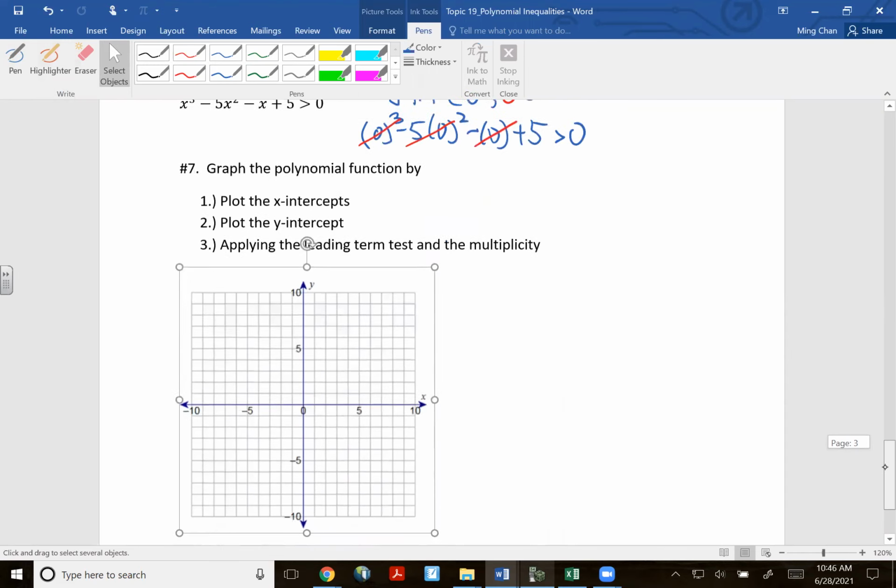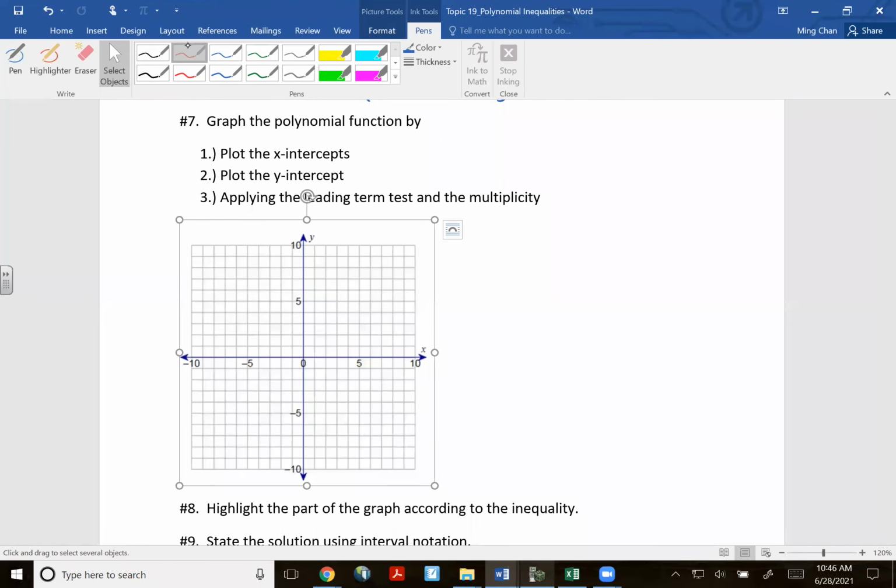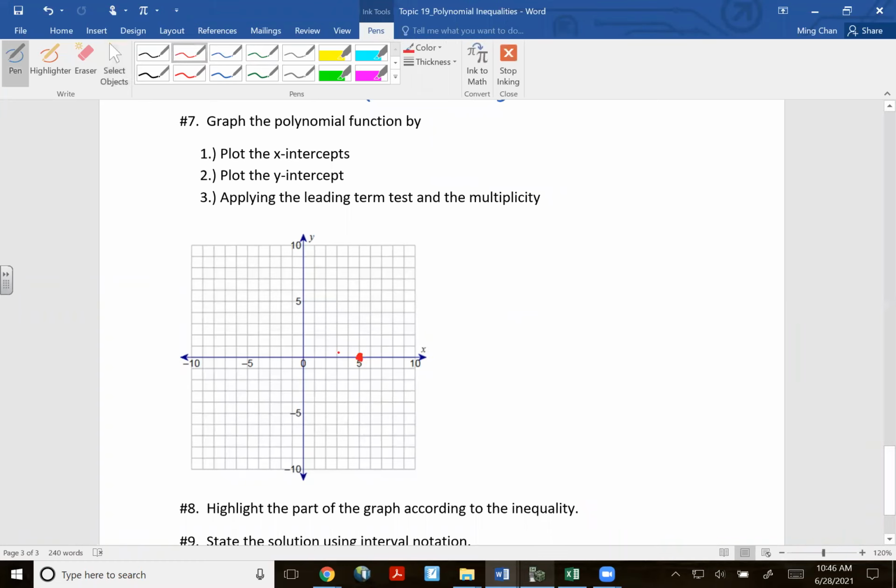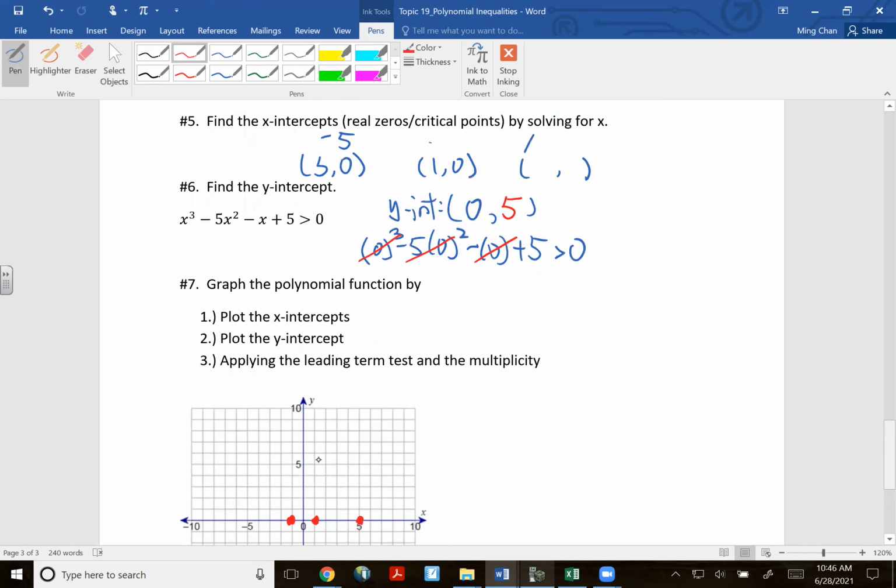5, 0, 1, 0, -1, 0. Y-intercept 0, +5. That'll be up here. All right.